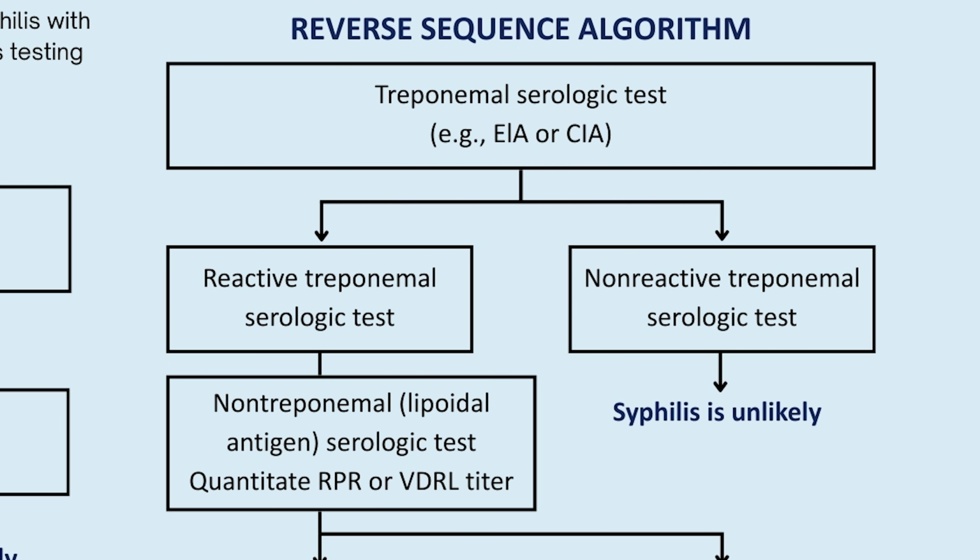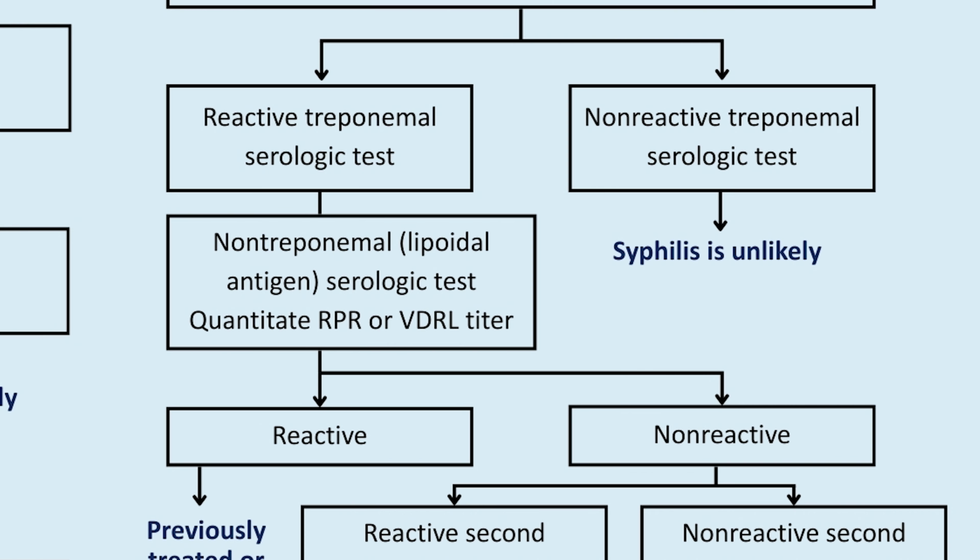Let's walk through the reverse algorithm. Start with a treponemal test, EIA or CIA. If this test is non-reactive, it means syphilis is unlikely. However, it can take a few weeks between exposure and development of antibodies. So if there's a known exposure to syphilis, or there are exam findings consistent with primary/secondary syphilis, then consider treating presumptively. If the CIA or EIA is reactive, do a confirmatory non-treponemal test, either the RPR or VDRL.